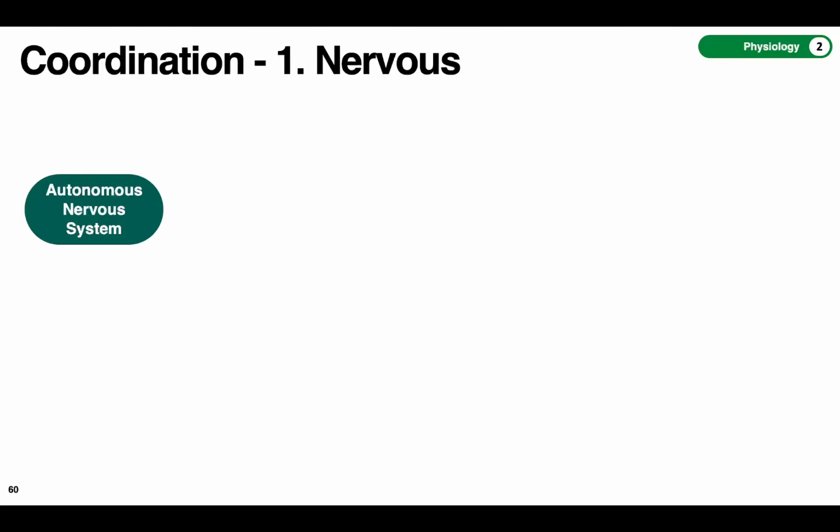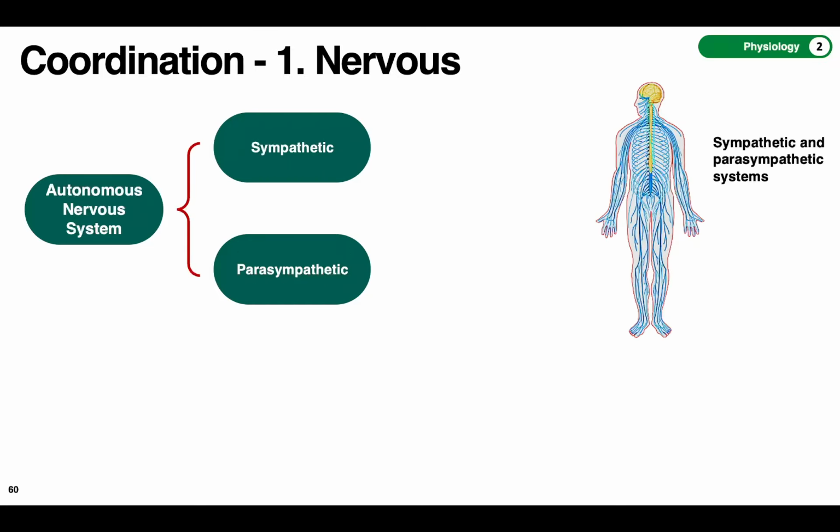So let's talk about the autonomic nervous system. The autonomic nervous system is a network of nerves that connect to practically every tissue in the organism, and they will enable rapid response to physiological and environmental events, and it has two counterbalancing components.